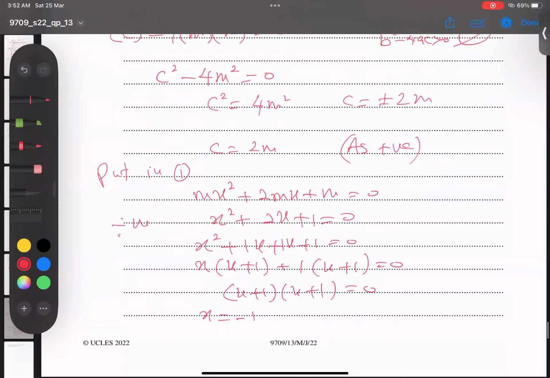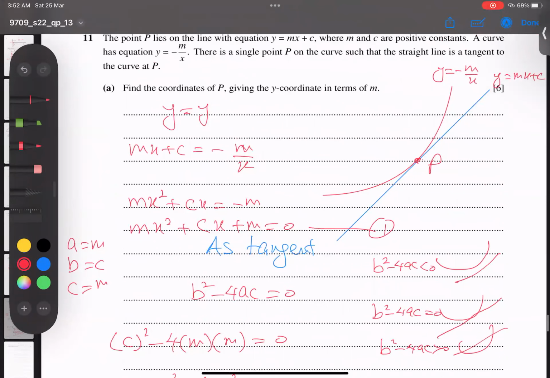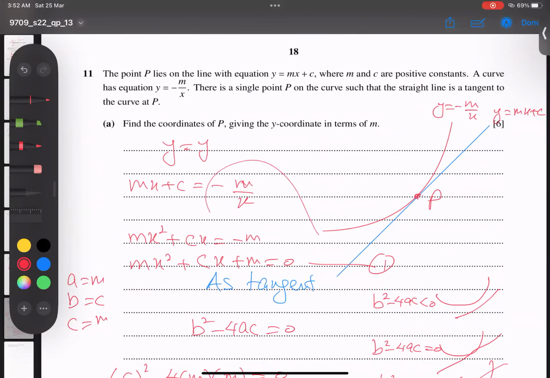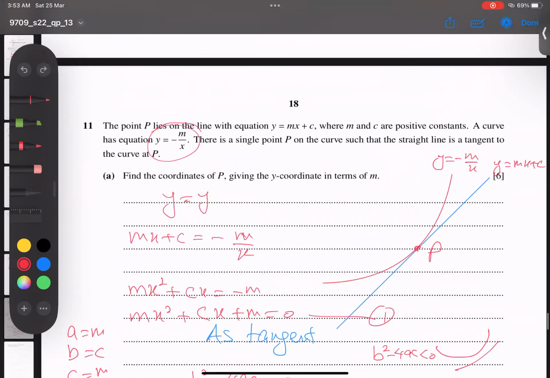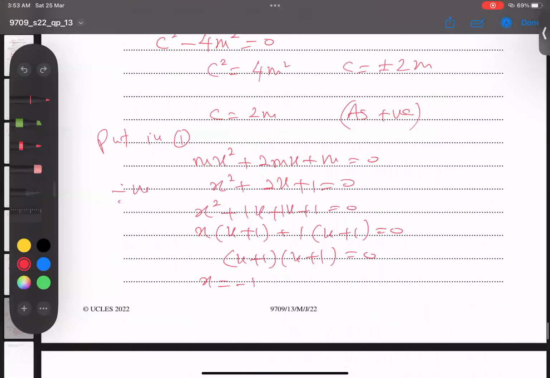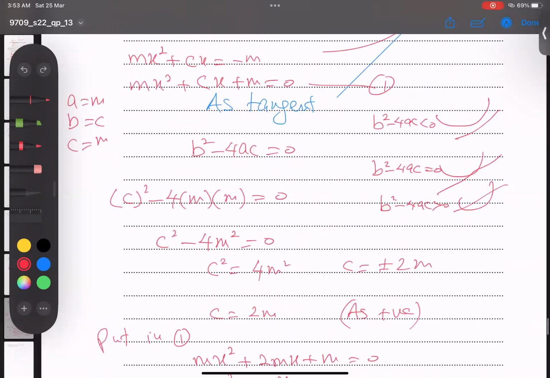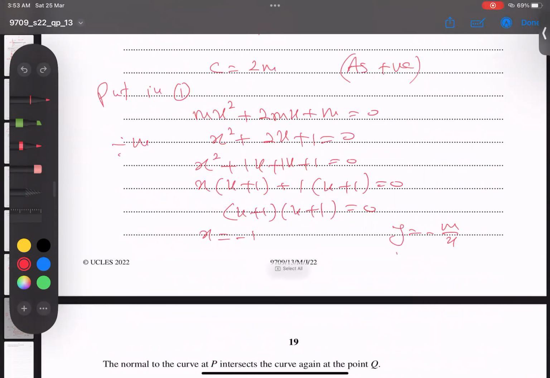But he is asking y also. So that x value I can plug in the place of here, and in this way I can get the y value. Because y is equal to what equation? y equal to minus m over x. So when I plug in this value here, just a minute, let me recheck. Yeah, y becomes plus only. So the point P coordinates that I'm getting are x is -1 and y coordinate is m.